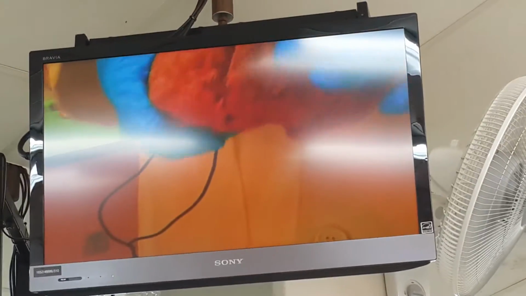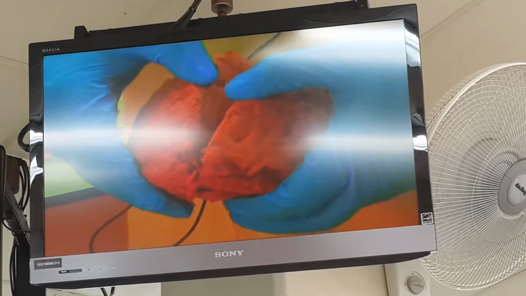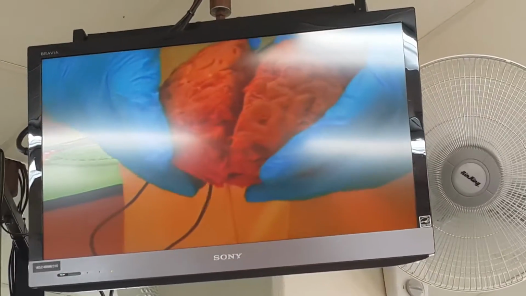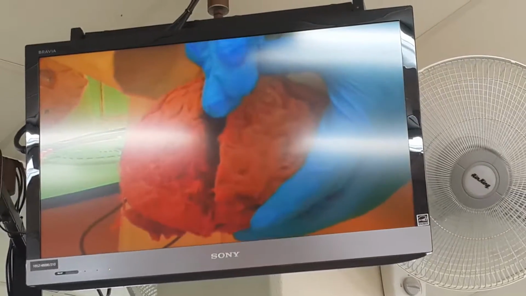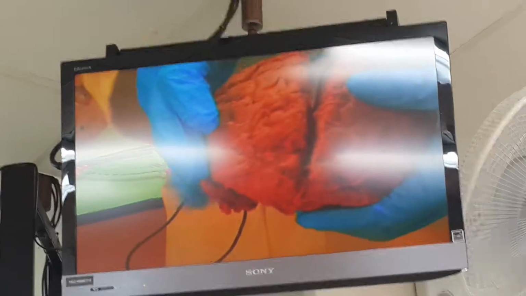Hemisphere and left hemisphere, and between the two we can see one gap. This gap is called the median longitudinal fissure, and this gap contains one fold of dura mater. It is not here now. That's called the falx cerebri.